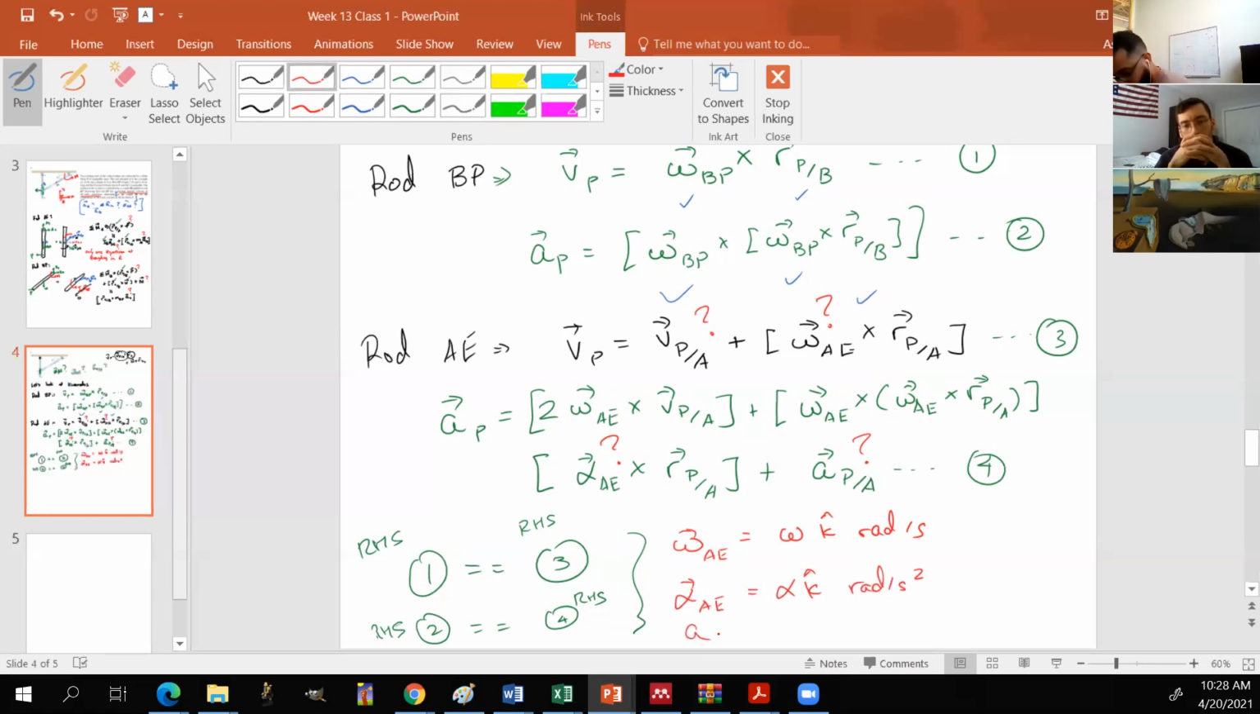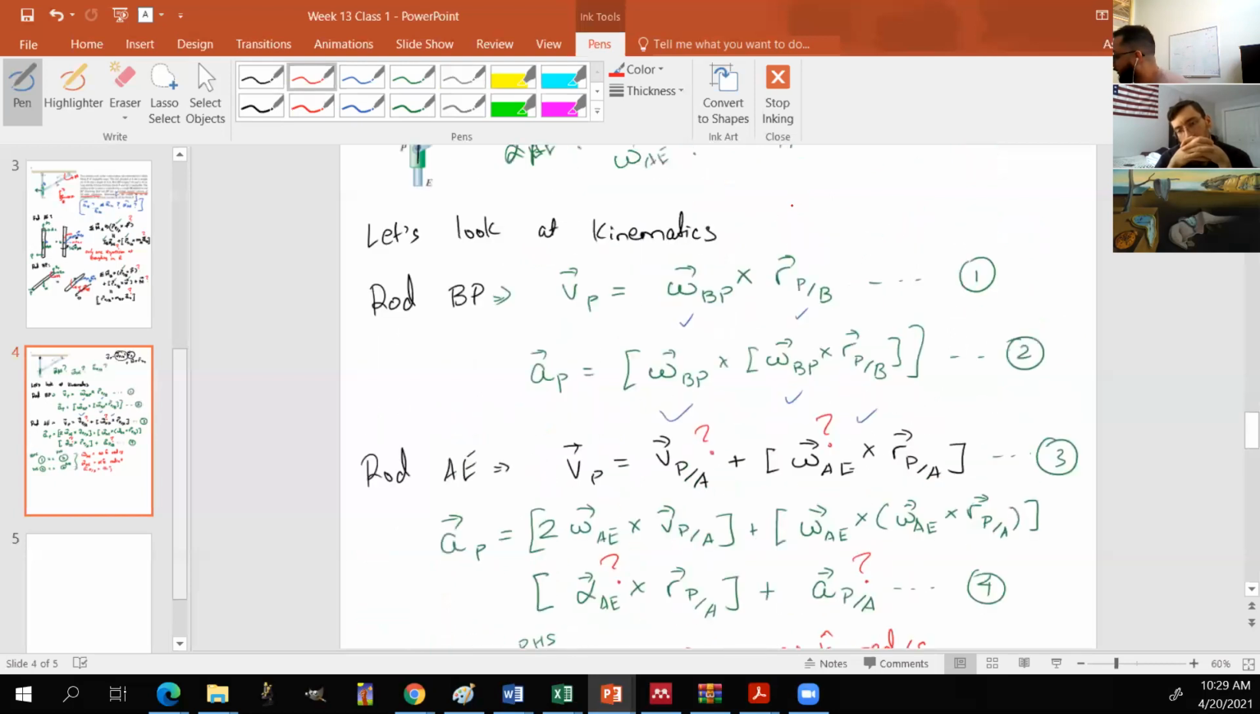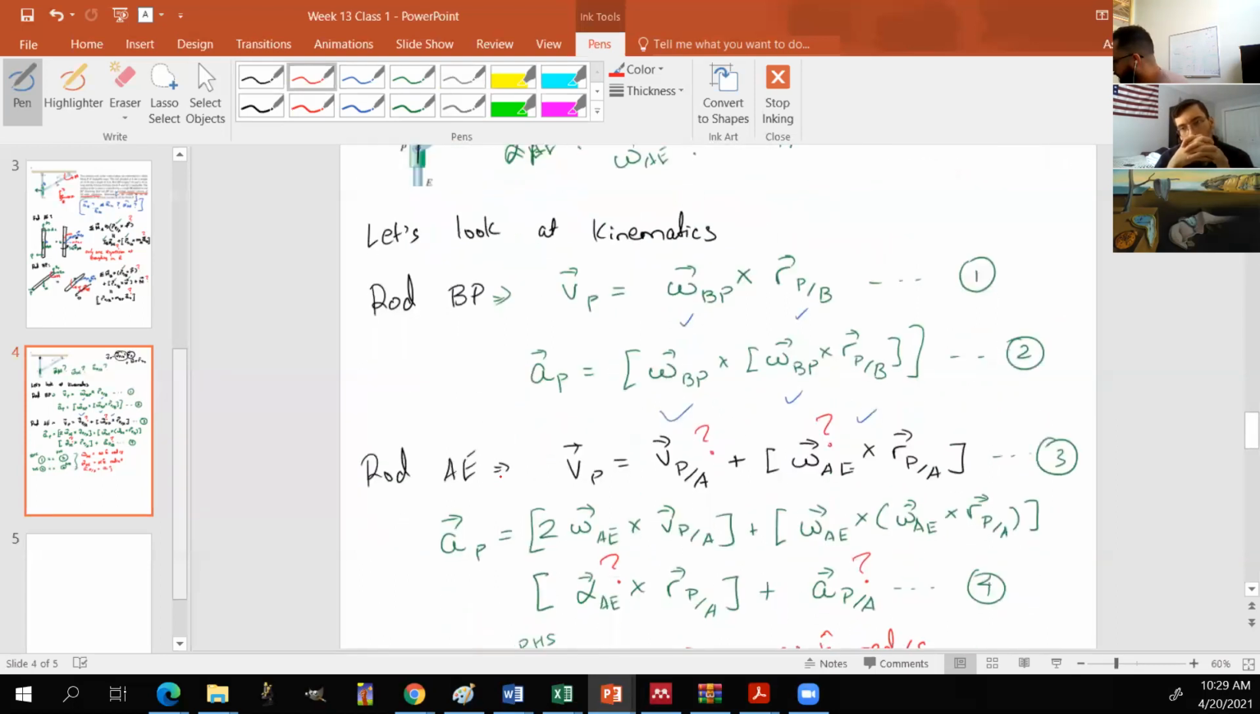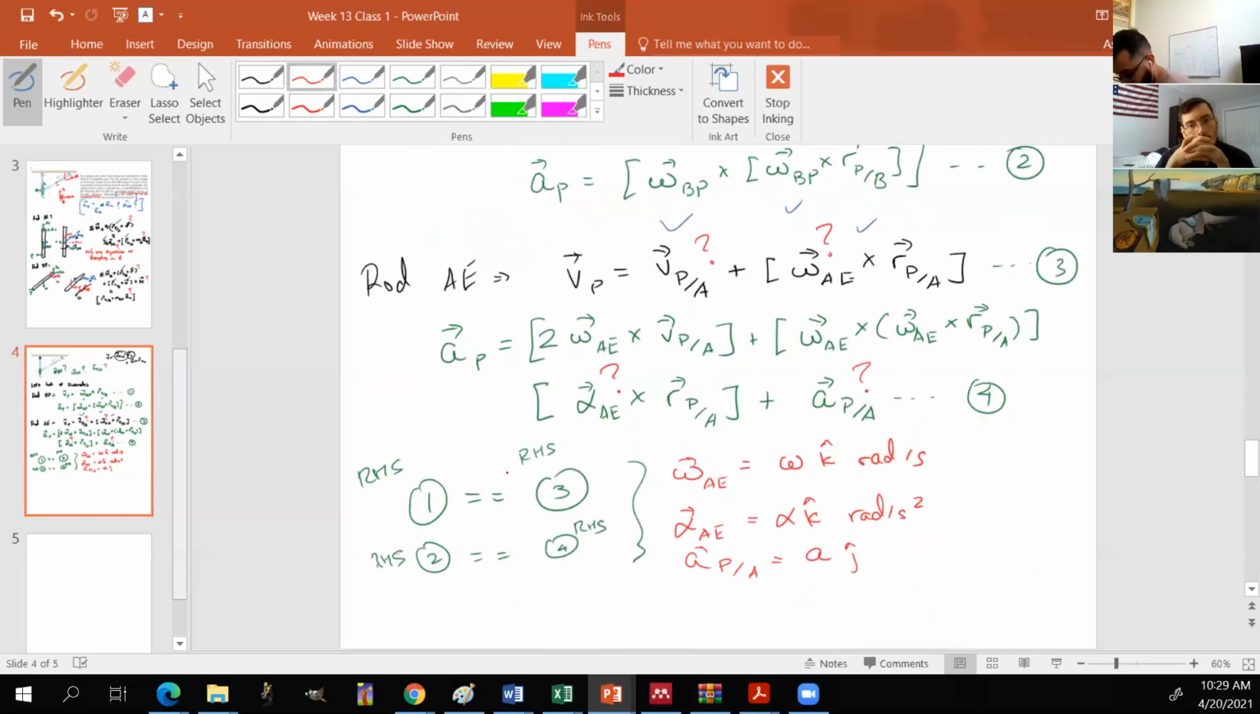You have the acceleration of P with respect to A. Let's just say that that's A. And we know that that acceleration is going to be in the j hat direction, that is A j hat feet per second squared. And then you have v of P relative to A. Similarly, I'm just going to call it an unknown U, because I think that's what I used in Mathematica. Again, that's in the j hat direction. So that's that.